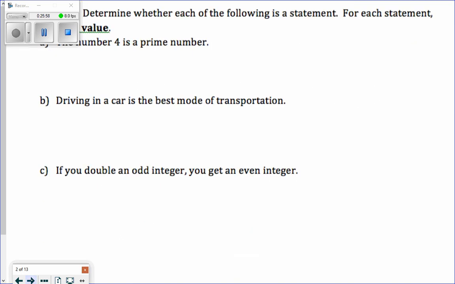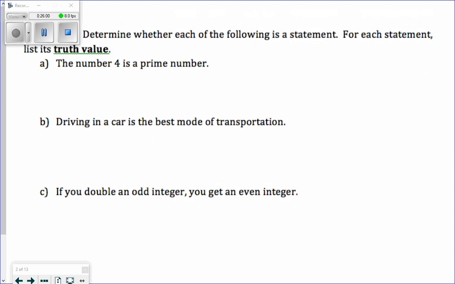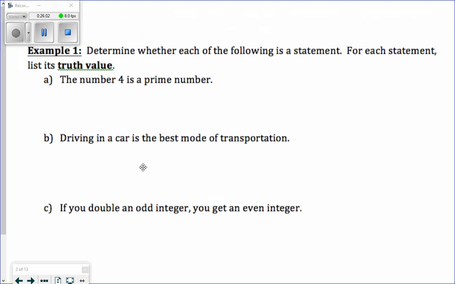Okay, so I don't know why all these are shifted so high. So determine whether each of the following is a statement. For each statement, list its truth value. The number 4 is prime. Is that a statement? And is it a true statement or is it a false statement? This is a false statement.